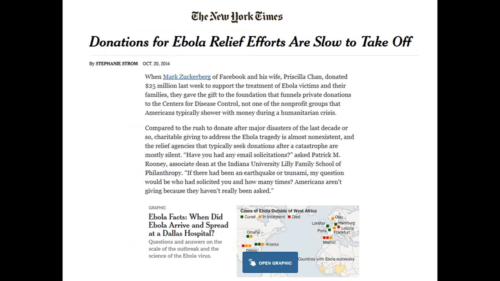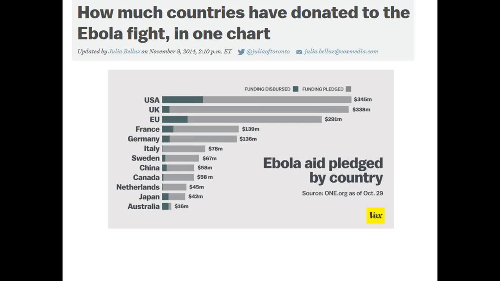In terms of looking at the actual efforts, this is an article from October 20th, which highlighted the problems that relief efforts are slow to take off. That was really at the height of when people were concerned about this transmission in a way that some would say bordered on fear. But if you look even this past month at the aid pledged and the actual aid arrived, you can see the dismal kind of support that's been there.